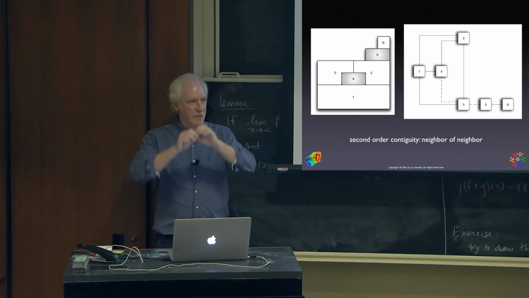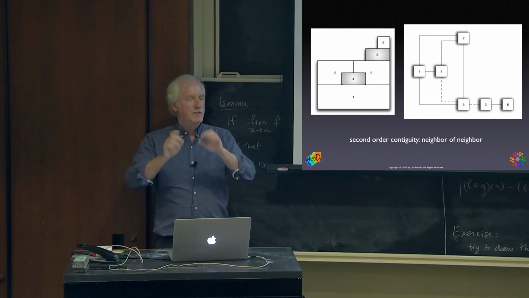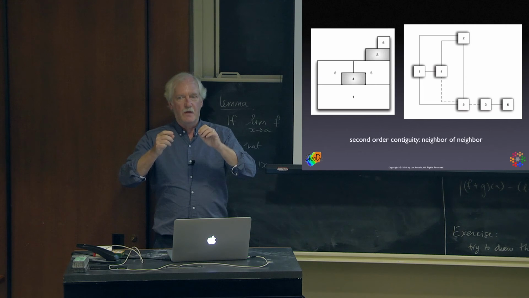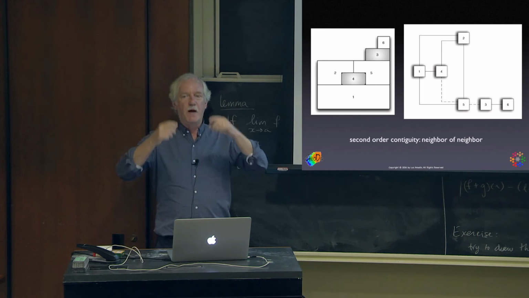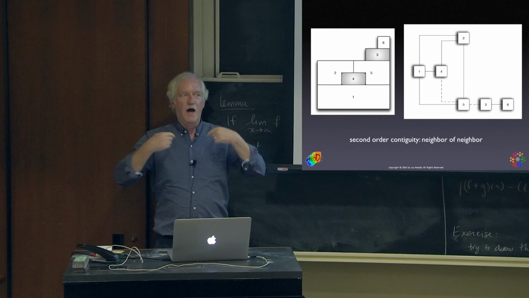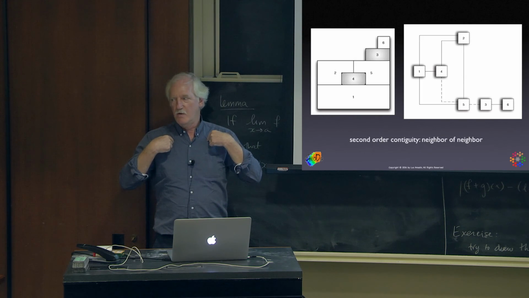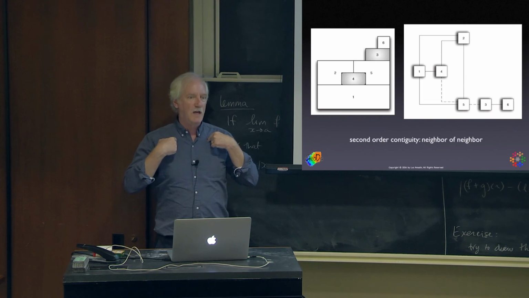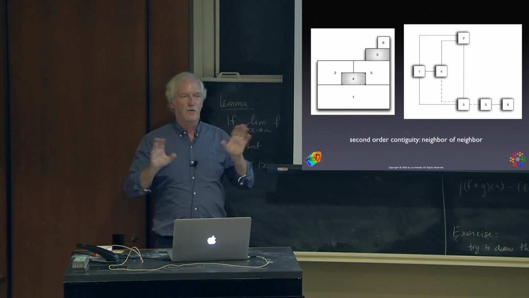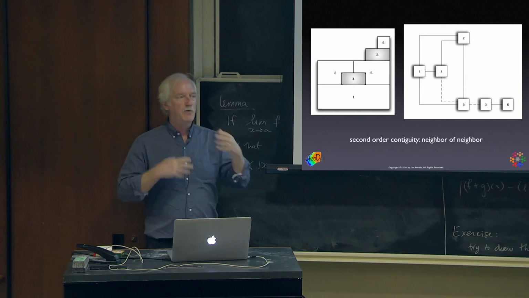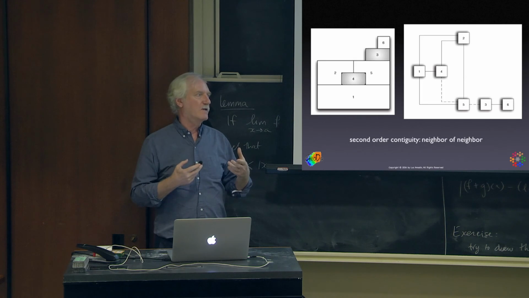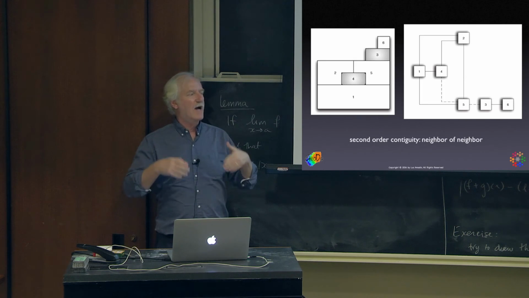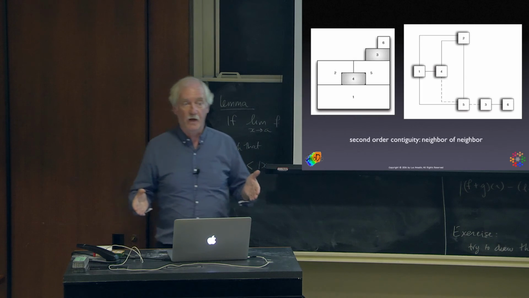In space, first order neighbor is my direct neighbor. Second order neighbor is the neighbor of my neighbor, right? But I am the neighbor of my neighbor. So I am my own second order neighbor, right? And that's no good. That doesn't work. So we have to put in some constraint as to what these higher order neighbors can be, right?